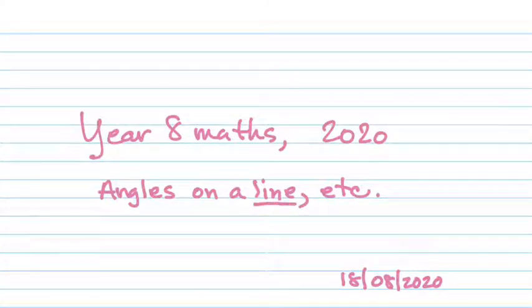What do we know about the angle that is a straight line? 180 degrees, right? A straight angle is 180 degrees. So if you're talking about angles on a line, what do you think, Natalia? What are they going to add up to? 180, exactly.